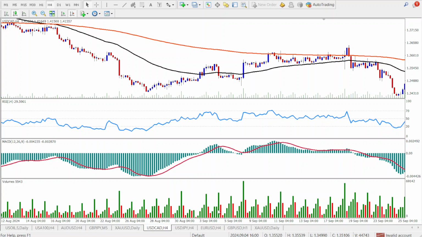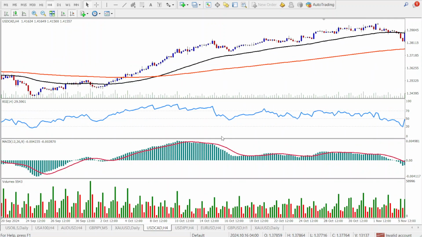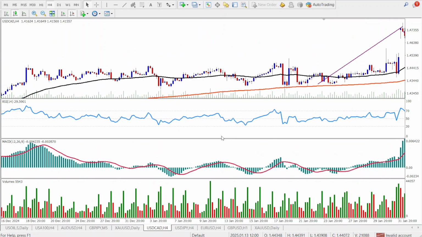Now that we have covered the best tools to identify momentum, let's quickly talk about when to enter and exit trades. Knowing when to enter and exit a trade is just as important as spotting momentum. Here's a simple game plan. For your entry points, you look for price breaking above a recent high.